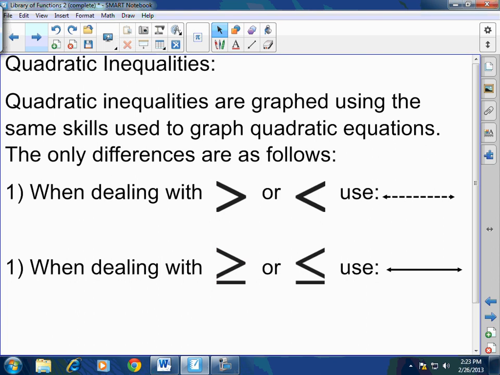Quadratic inequalities. Don't worry, it's not hard. Quadratic inequalities are graphed using the same skills used to graph quadratic equations. The only difference is as follows. When dealing with greater than or less than, use a dashed line, guys. When dealing with greater than or equal to or less than or equal to, use a solid line. Everything else is the same, and then you got to shade appropriately.